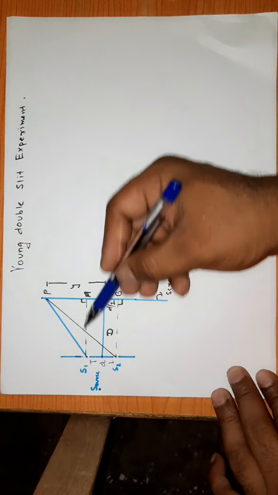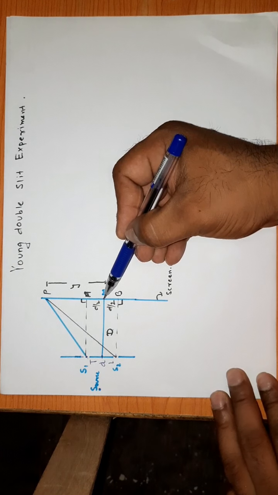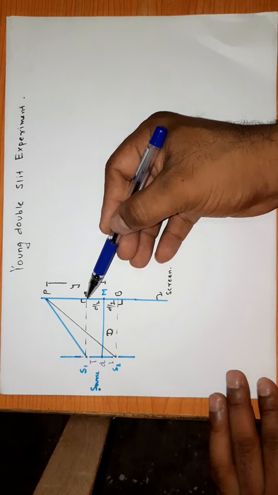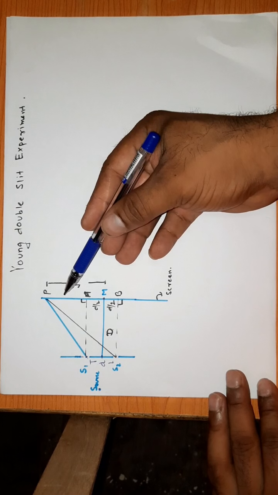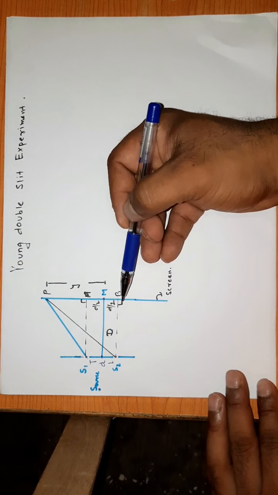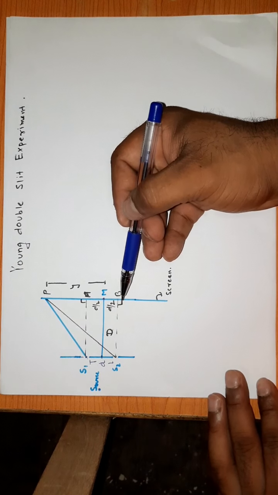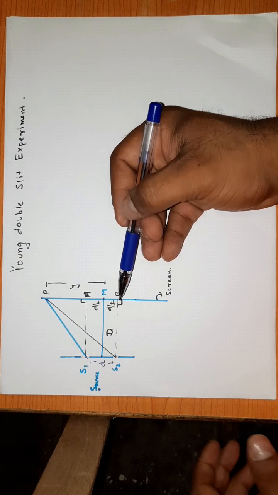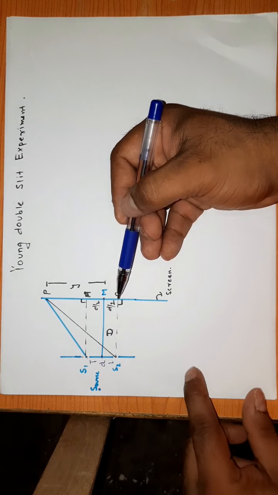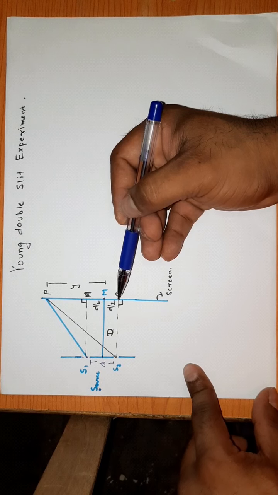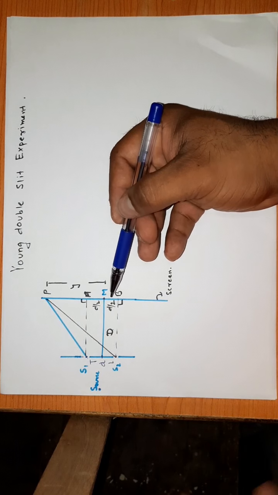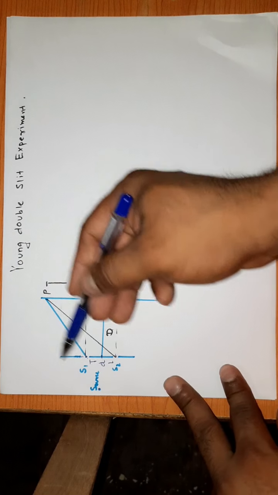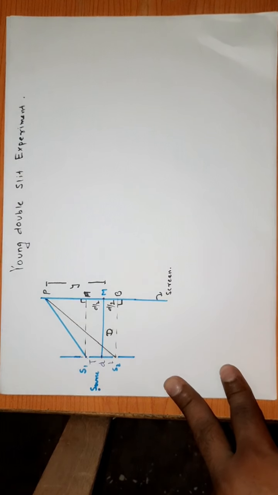When they fall on the screen, at some places constructive interference will take place, and at some places destructive interference will take place. But to find out the constructive and destructive interference, we have to know the most important thing, that is path difference. With the help of path difference we can find all the things. So the most important thing is how to find out the path difference.